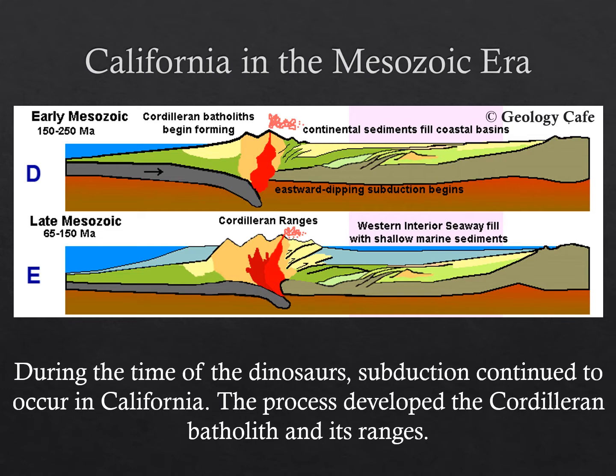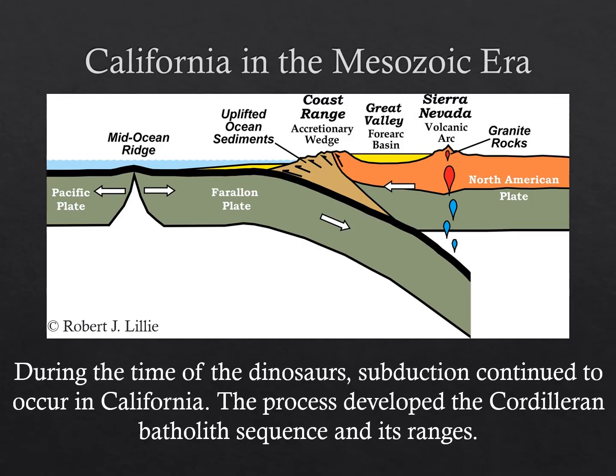So again, this pool of magma would eventually solidify into a granitic and dioritic basalt, an igneous structure. So this huge plutonic igneous structure that we see today and remnants of the Sierra Nevadas actually began to form during the Mesozoic era in this process of subduction.